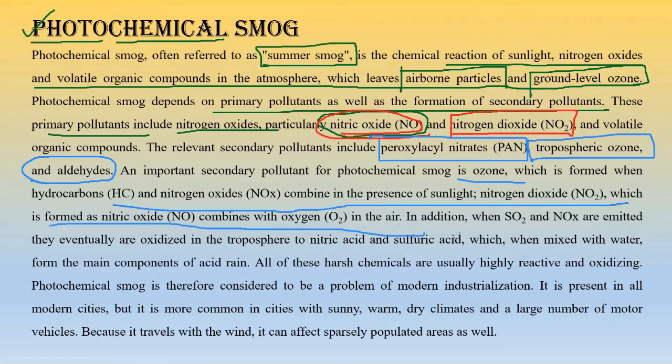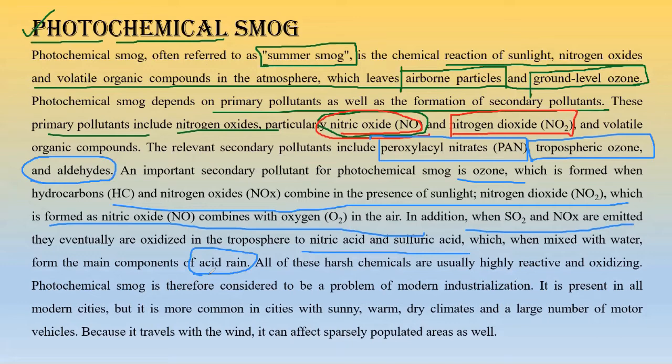In addition, when SOx and NOx are emitted, they are eventually oxidized in the troposphere to nitric acid and sulfuric acid. Okay, so this actually results in the formation of another topic that we are having, that is acid rain, right? So basically, these oxides react with water to form acids, which fall down to our head as acid rain, right? Okay, so that is what is written here. You can see acid rain is written here, but we will not discuss it here because we have a devoted lecture for this particular topic.